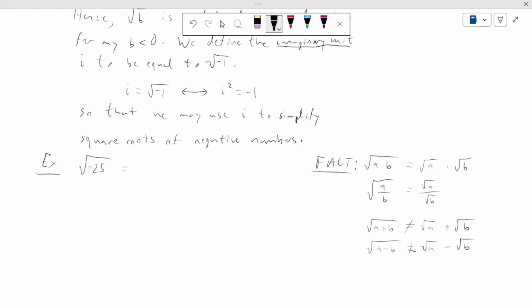All right, so now that I have that, let's do this example. I'm going to re-express -25 as 25 times -1. And now that I've done that, I can use this fact to say that's just the square root of 25 times the square root of -1. Distribute that square root over the product. Now, we already know the square root of 25 is just 5, and we're defining the square root of -1 to be i. So it's just 5 times i. Okay. So the square root of -25 is 5 times i.